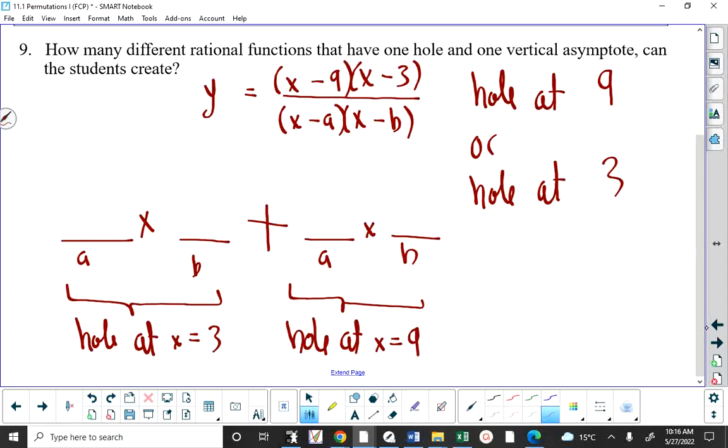Well, that would mean that we have to pick the number 3 for, I'm just going to say a. I hope you appreciate that where a minus b and a minus a are, it doesn't matter order-wise. So if I want the hole at 3, a is 3, which will give me an x minus 3 here, which will cancel. How many different numbers could I choose for b?